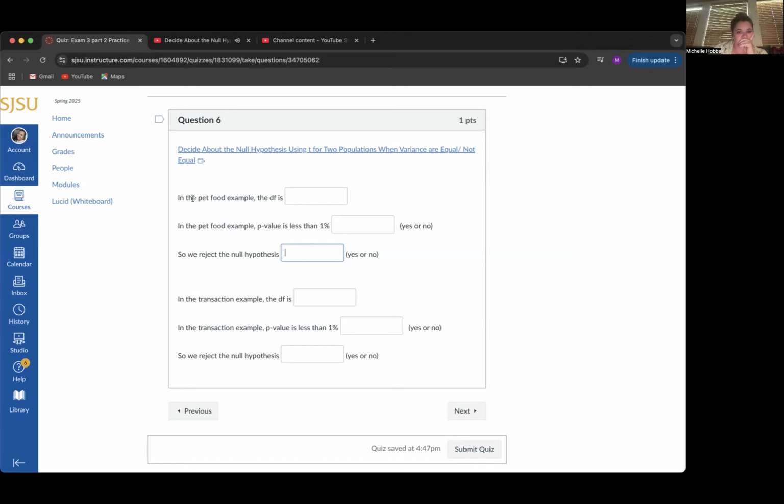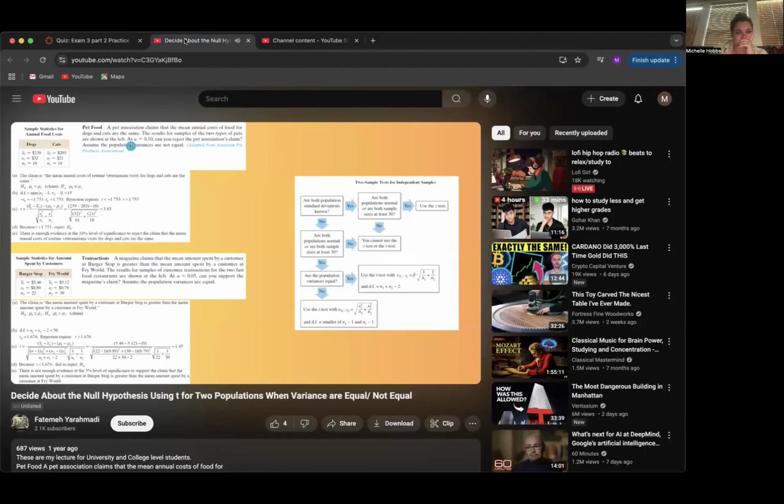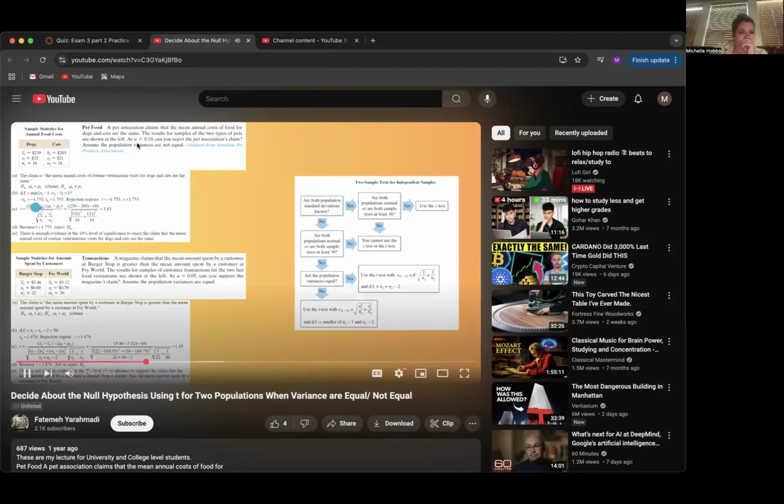Now, since you have a two-tailed test and your alpha is 10%, 10% divided by 2 is 5%. The critical value for 5% area is 1.753 and negative 1.753. So the rejection regions are on the left and right side of these two numbers.